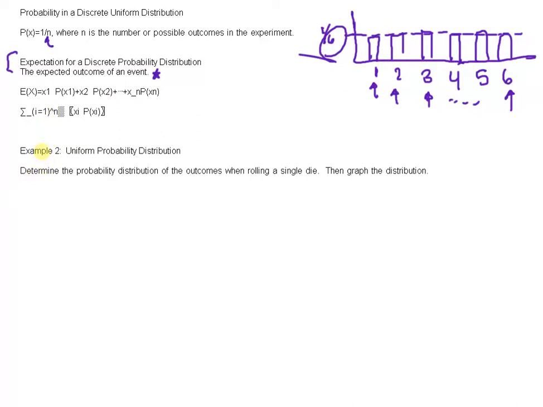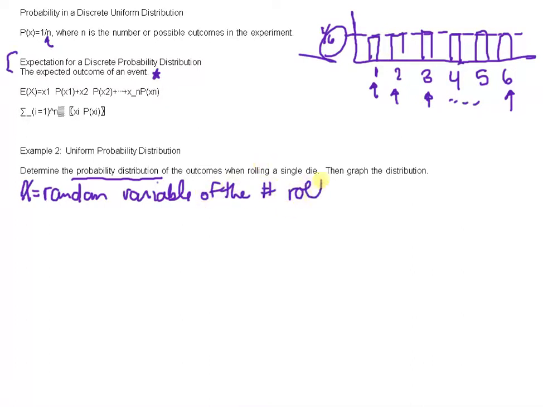So, example 2, let's determine the probability distribution of the outcomes when rolling a single die, and we're going to graph it. Okay, so first, x is going to be the random variable. Let x be the random variable of the number rolled with a die. Okay, so again, random variable is like every single outcome rolled with a die.